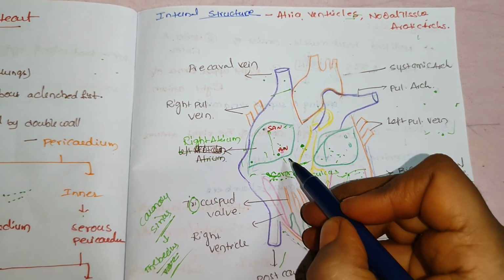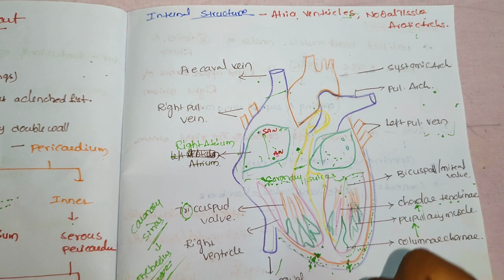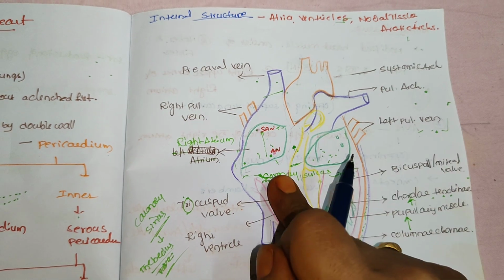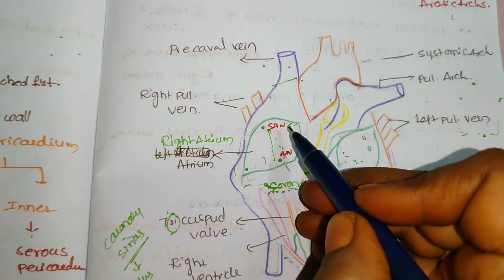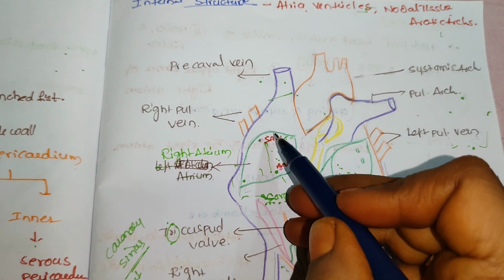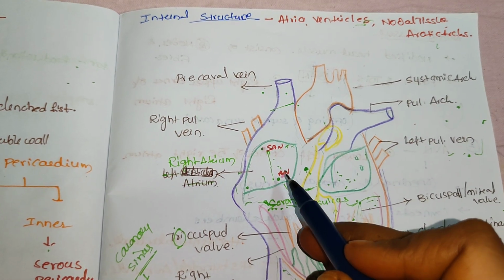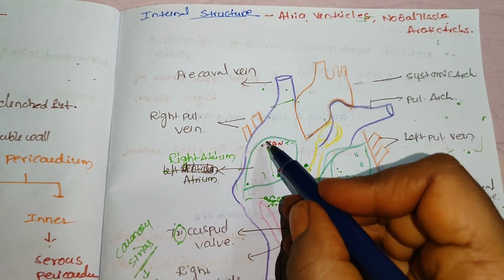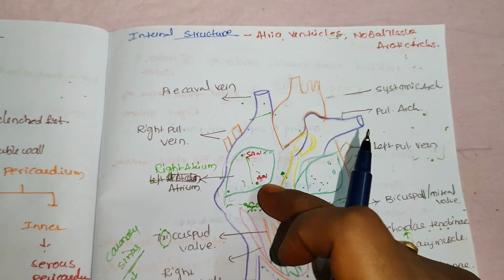So where is the location of SAN, AVN means it is right anterior of right atrium, left posterior of right atrium, AVN. The location also very much important in MCQ. Remember again, this is right atrium, right upper anterior portion of right atrium, SAN. AVN means left posterior of right atrium. Sinoatrial node also called as a pacemaker. So here the impulses will start and send to the AVN. So the location important. These are the nodal tissues.